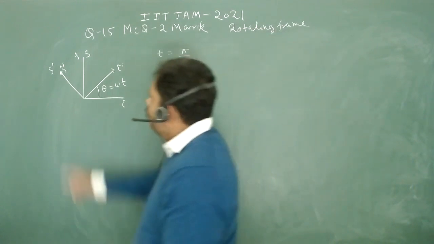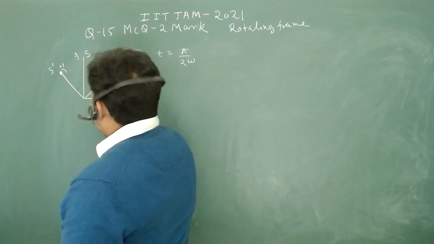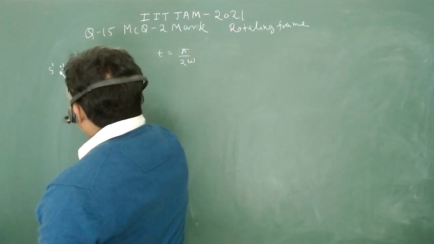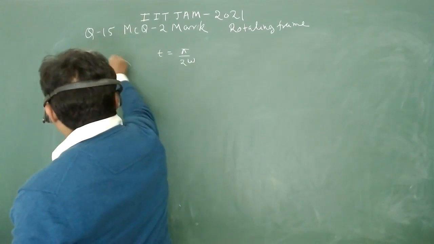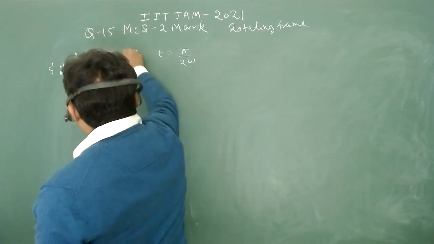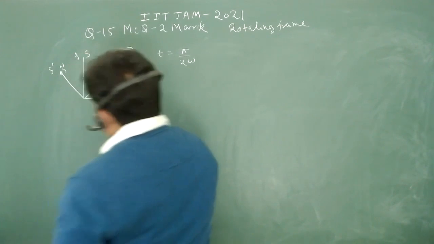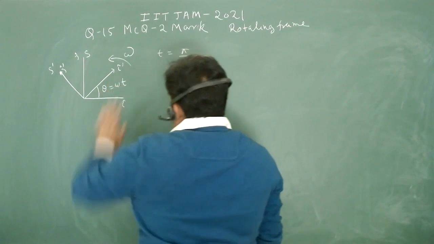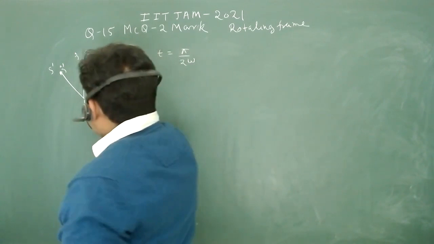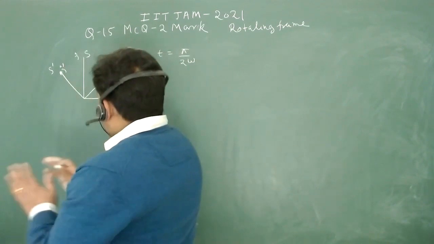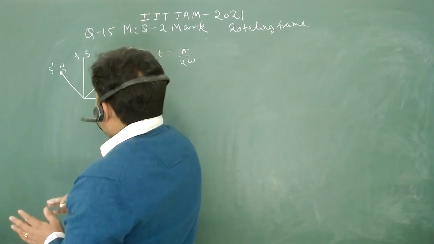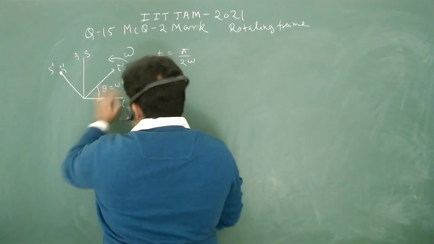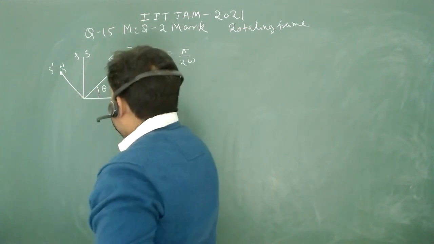There are two frames. One is the S frame and the other is the S dash frame. This S dash frame is rotating in the anti-clockwise direction with angular velocity omega. So at some instant, this angle theta is equal to omega t. At t equal to 0, at the origin, these two will coincide with each other. It is also given in the problem.